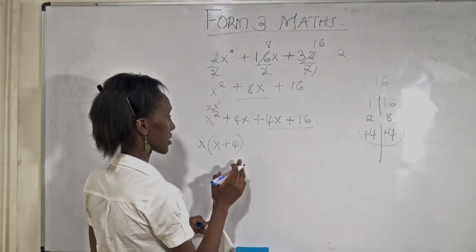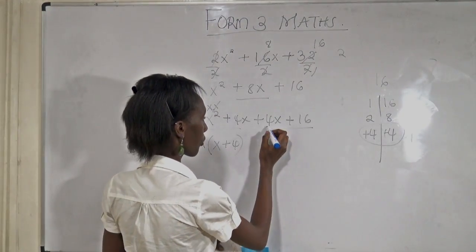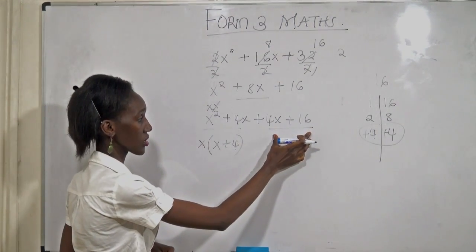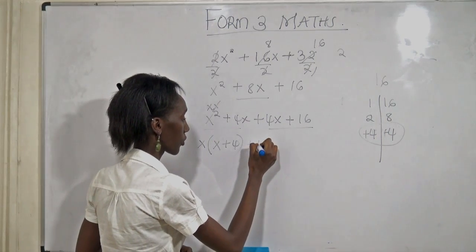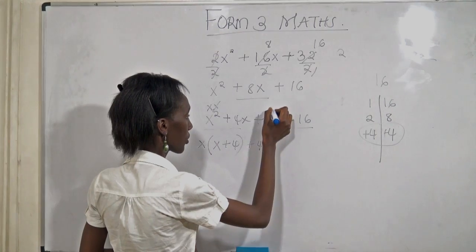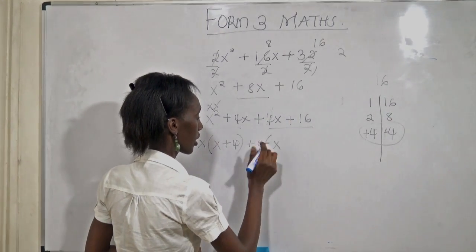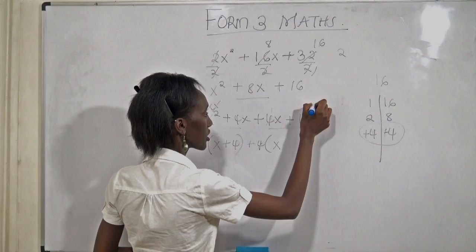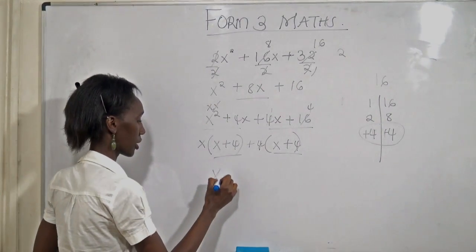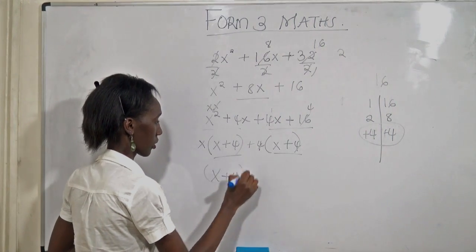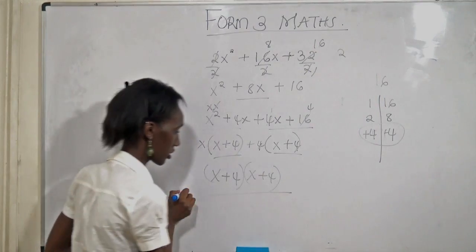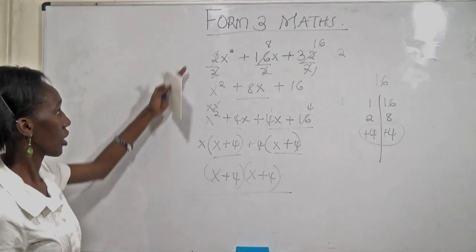So I'm done with the first set. I go to the next set, 4x plus 16. What is the common factor between these two? The common factor here is 4. Put it outside the bracket. So 4 goes here once, I'm going to remain with that x. And 4 goes here 4 times, plus 4. These and these are common. Put them in one bracket. And finally, what is outside the bracket? And that is my answer after factorizing this equation.